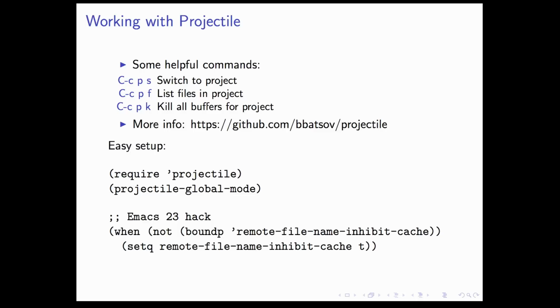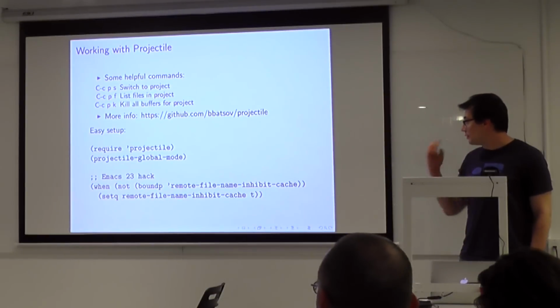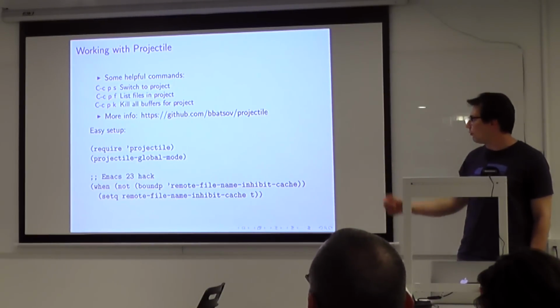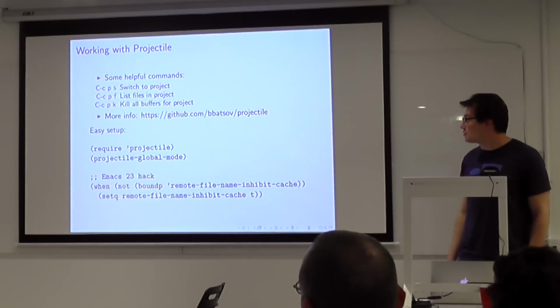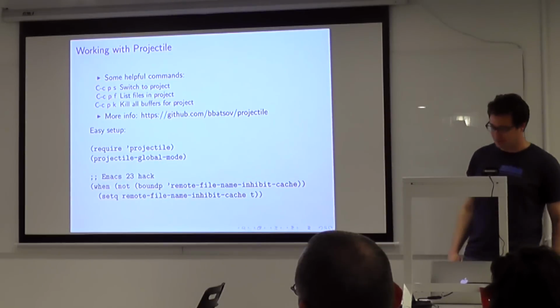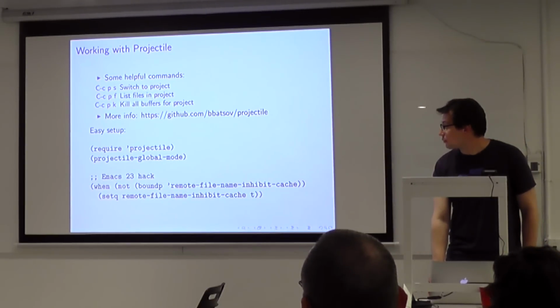One other note: for some reason, the most recent versions of Projectile have relied on this remote file name inhibit cache, which does not appear to be included in a vanilla Emacs 23 install. At least it wasn't on my VM, which was just an apt-get install Emacs from Ubuntu. So I have this little hack to bind the variable to a safe value, which in this case is true. And I forget if we talked about this last month at Emacs, but we use the helpful bound_p function, which given a symbol tells you whether that variable exists. And so when it doesn't, you set it to something safe. So that lets you use it with Emacs 23.